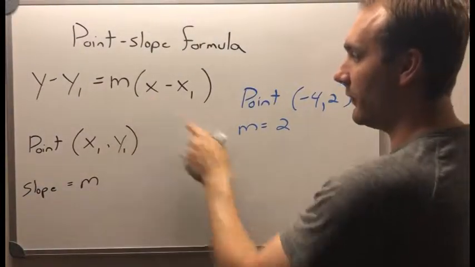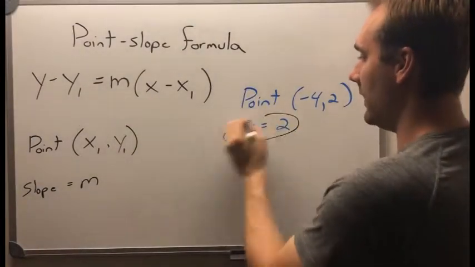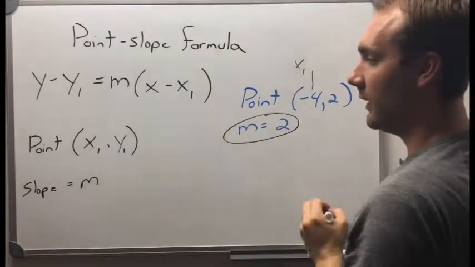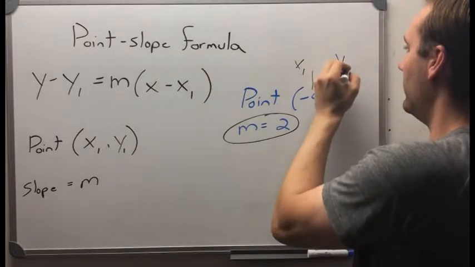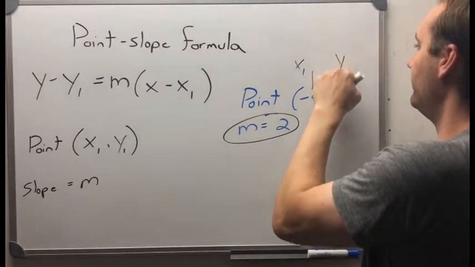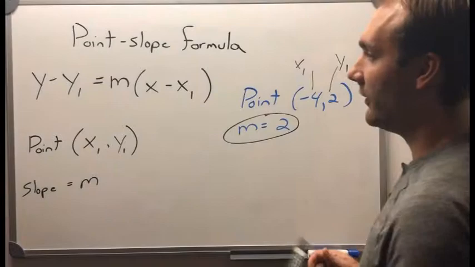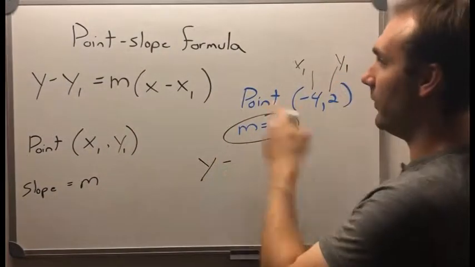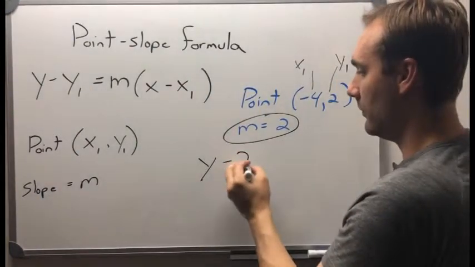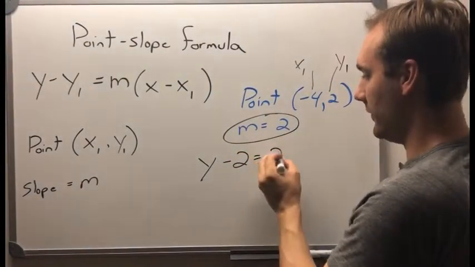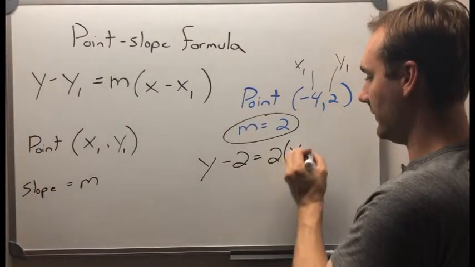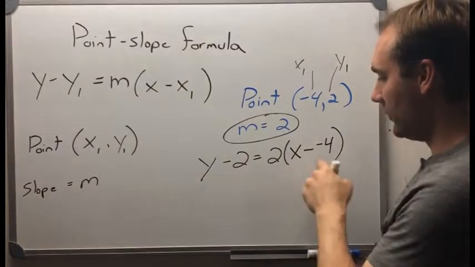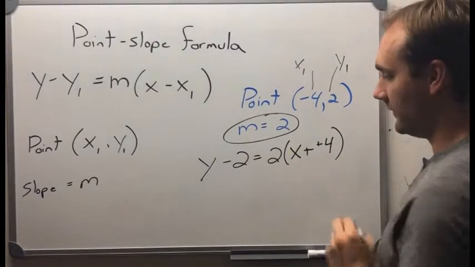So a couple things we know with this formula. My slope here is m, that equals 2. My point, I'll go ahead and call this my x1, and my other point here, I'll call this my y1. Now we simply plug it straight into our formula. So we'll have y minus y1, which is 2, equals m, which is my slope, 2, times x minus x1, which is -4. And again, two negatives make a positive.